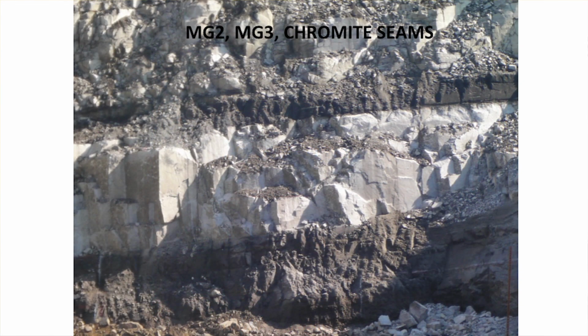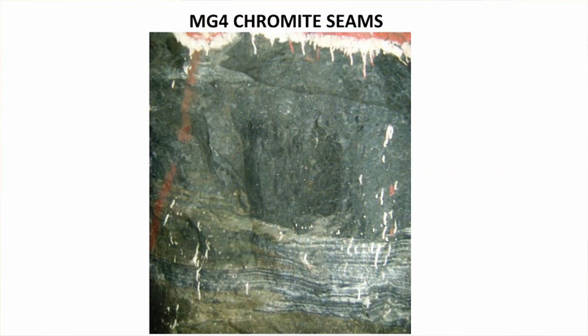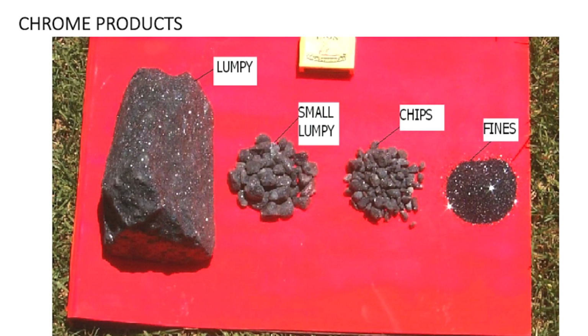This is again an outcrop of the MG2 and MG3 chromatite seams. Then above that we have the MG4. This was now mined at Theresa, but more for the platinum content. The chrome quality is not good. So these are the products.